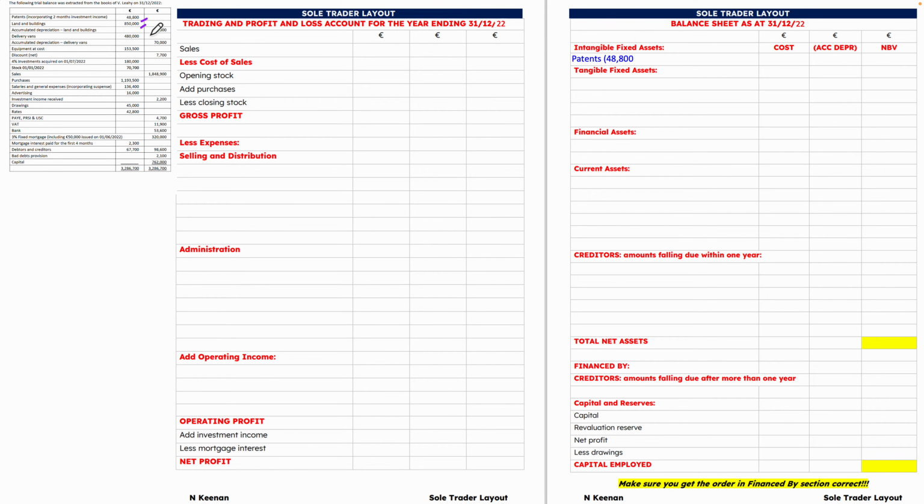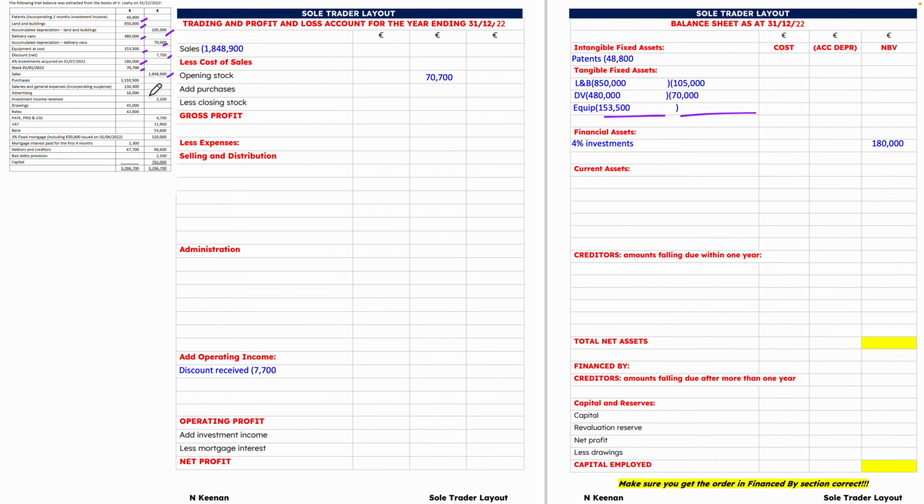So your patents are going to go in the intangible fixed assets, as are all of your fixed assets, so land and buildings, delivery vans, equipment. The first brackets here is for the cost of the fixed assets, and then any second bracket here, that is your accumulated depreciation working. So 2 sets of brackets for all of these. First one, cost. Second one, accumulated depreciation. Then we're going to have the discount received. Then we're going to have the 4% investments. Then we're going to have opening stock.